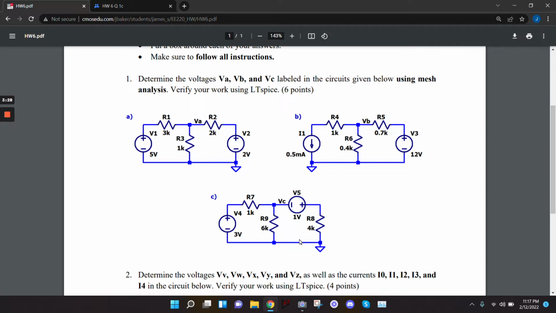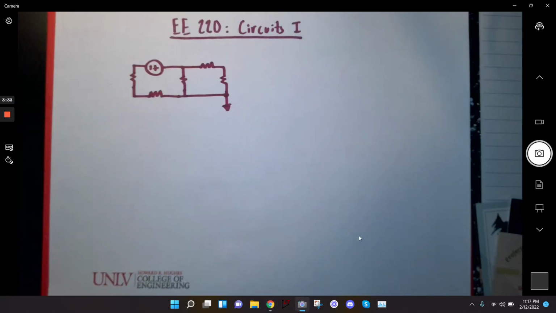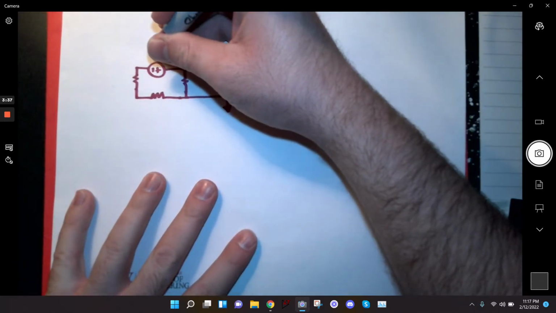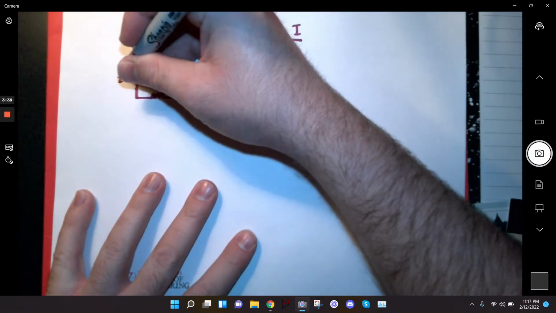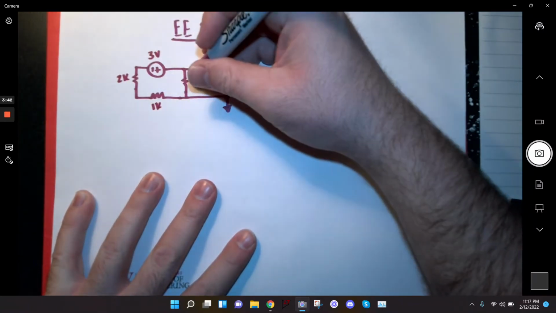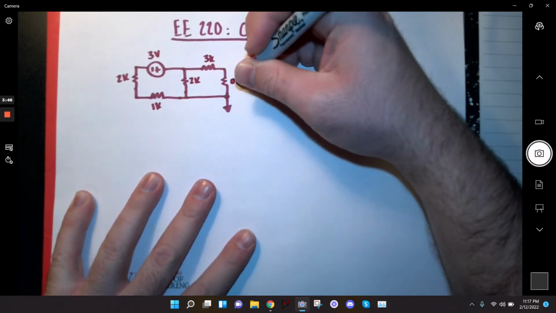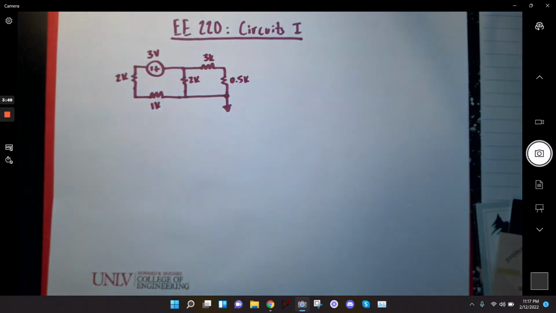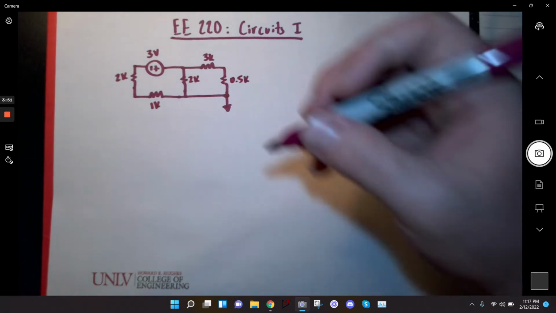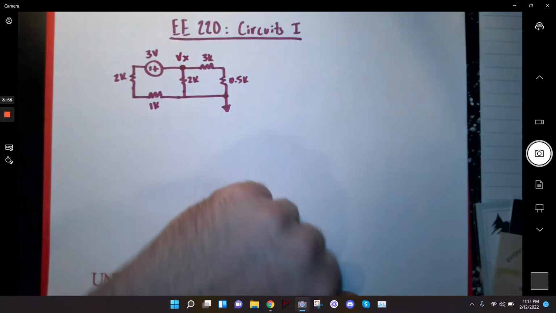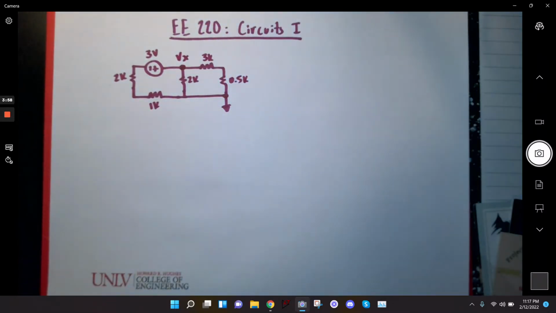Alright, let's go to my camera. So I set up my circuit to look like this, and I'll call this 3 volts, 2K, 1K, let's call this 2K, 3K, and then 0.5K. Alright, so that's my circuit, and let's say I want to find this voltage here, Vx. That's what we're trying to solve, and we're going to use mesh analysis because that's what the problem calls for.